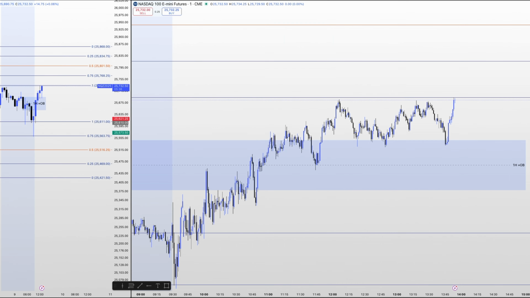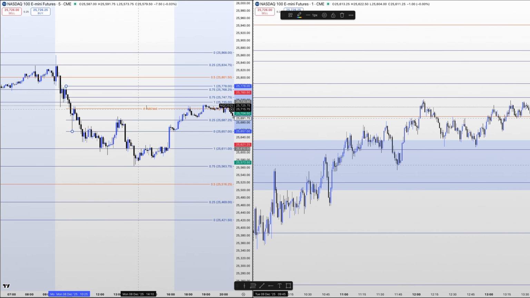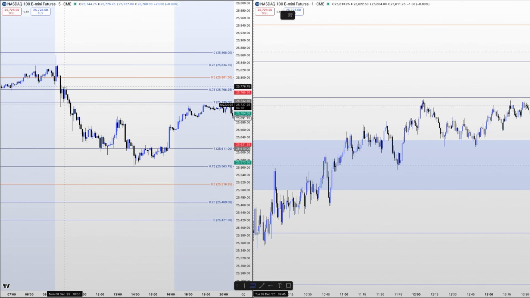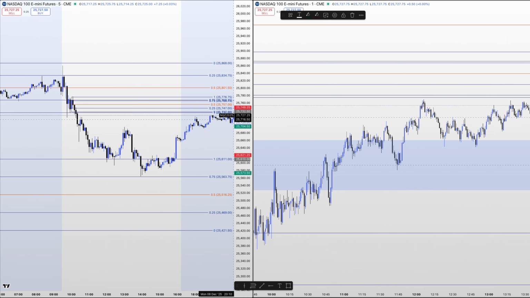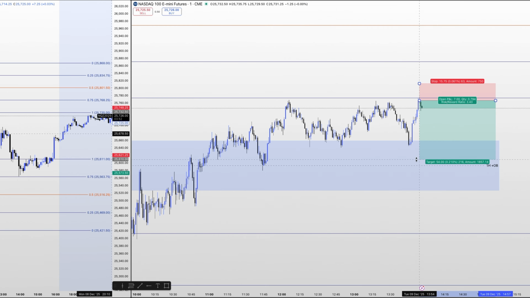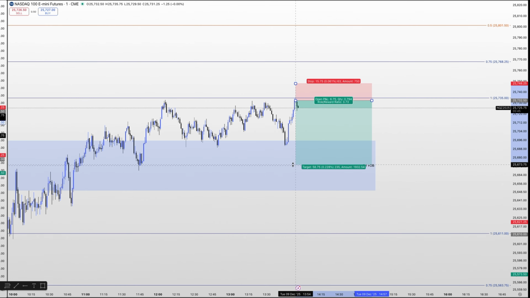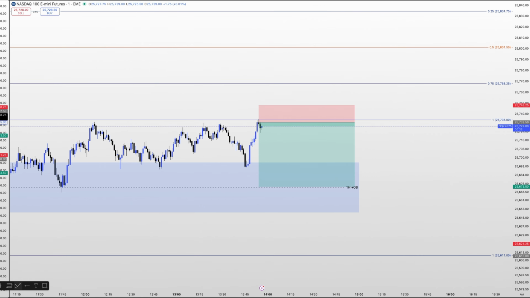Alright guys, short on NASDAQ. On the 5-minute chart, we have this bearish order block here. Stops above the lower quadrant of that order block. I want to see us reach the mean point threshold of this hourly bullish order block. Again, we've just taken out this buy side liquidity.